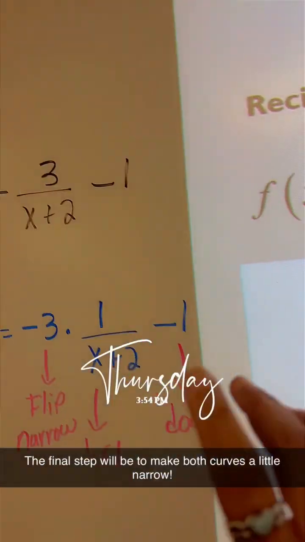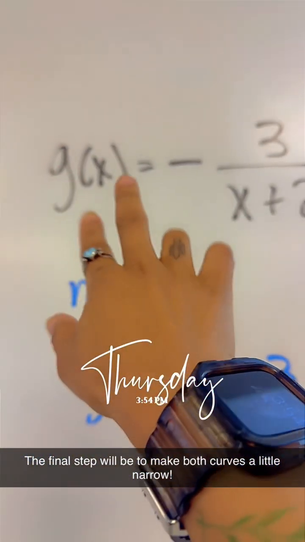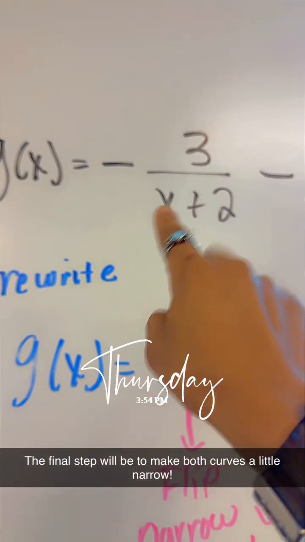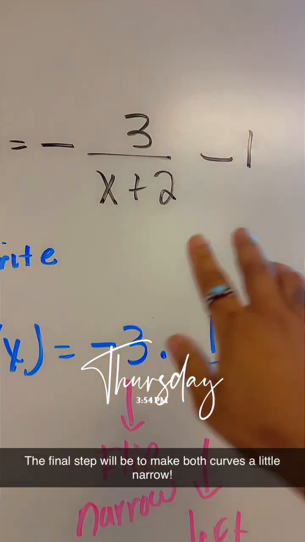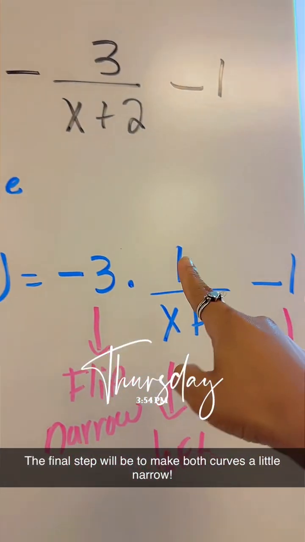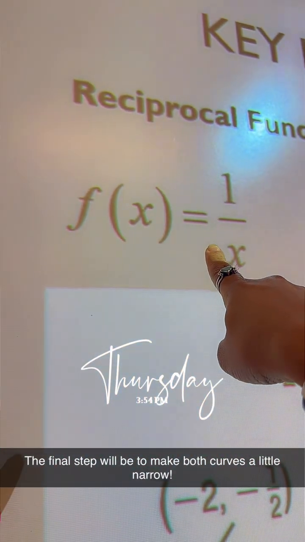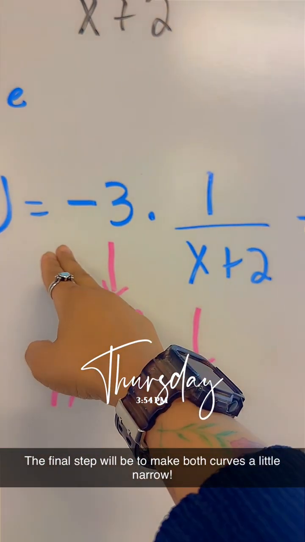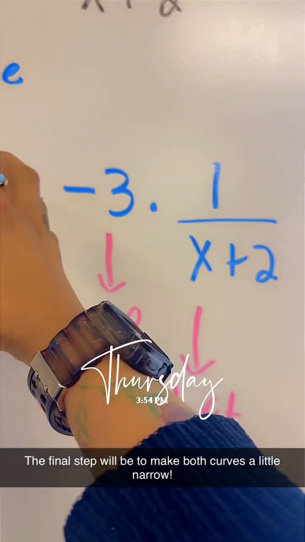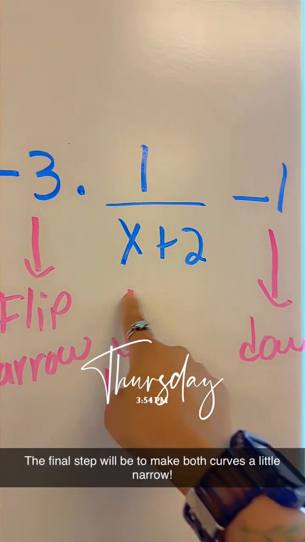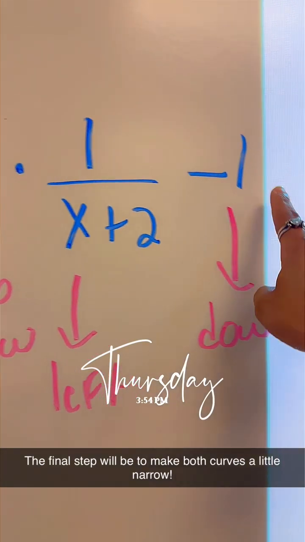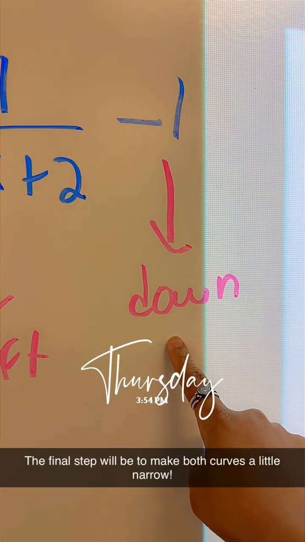If I were to be given this example, g(x) equals negative 3 over (x + 2), minus 1. You know what? I can rewrite this so it looks a little bit more like my basic function. So I'm going to move the 3 to the front, like factoring out. So I have negative 3 times 1 over (x + 2), minus 1. The minus 1 tells me I'm going to go down.